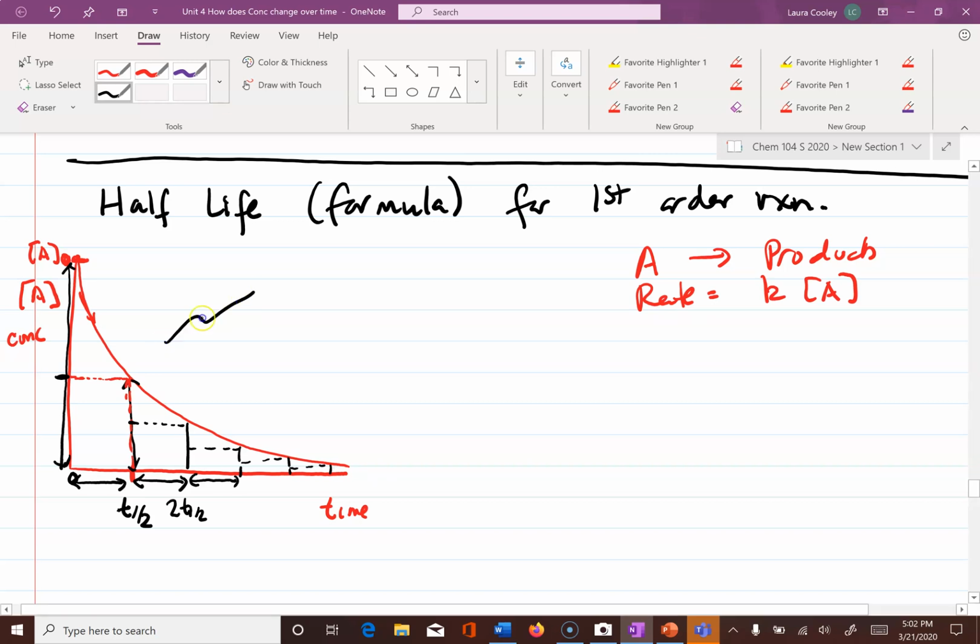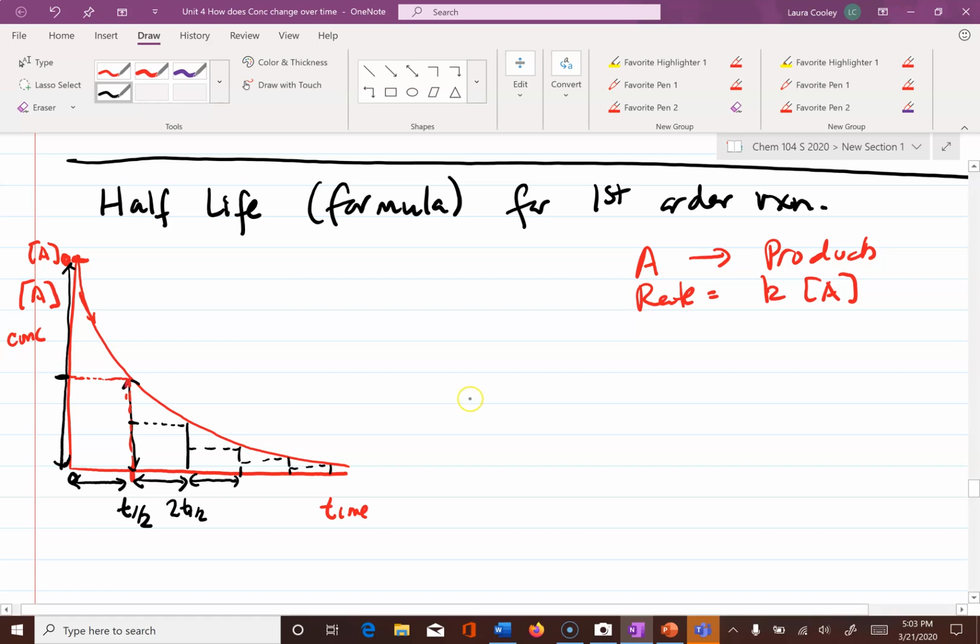Now, this behavior, where every half-life it drops to half of what the concentration was before, we're going to analyze only for a first-order reaction. No matter where you are in a first-order reaction, if you wait a half-life, the number of seconds that equals a half-life, you will have half of what you started with, no matter where you start. We'll talk about that more as we go along.